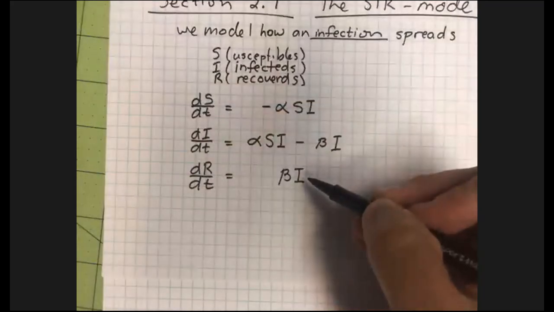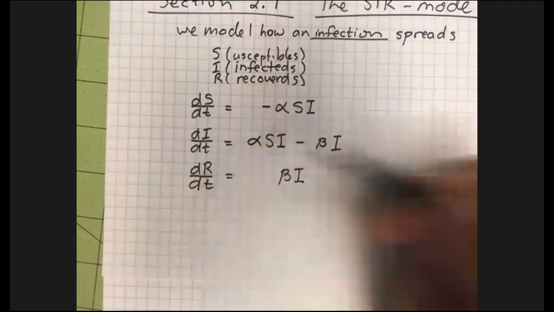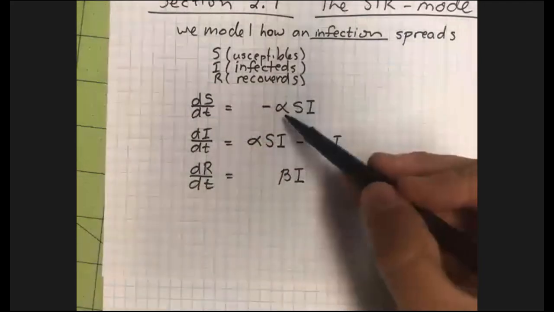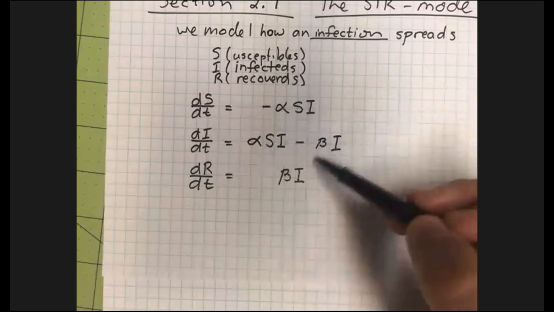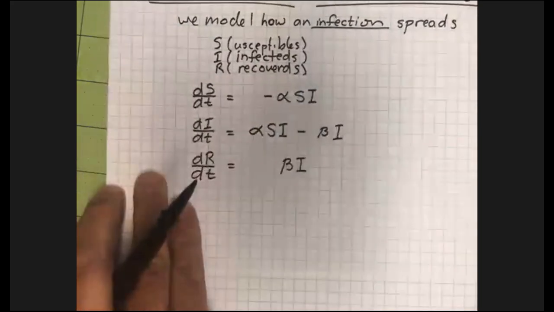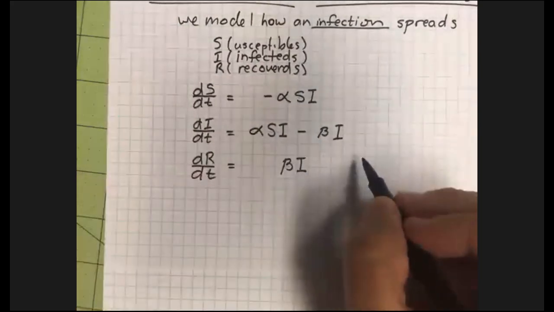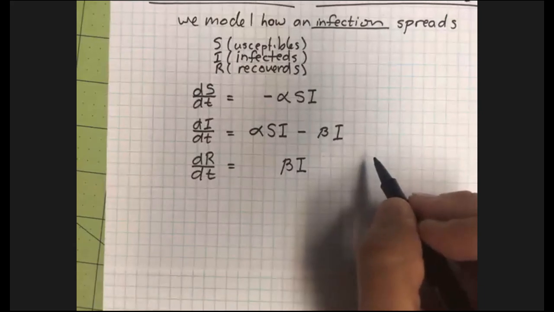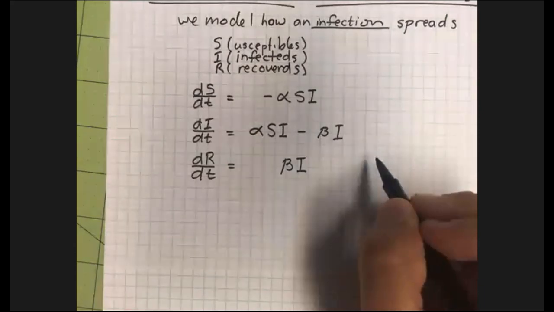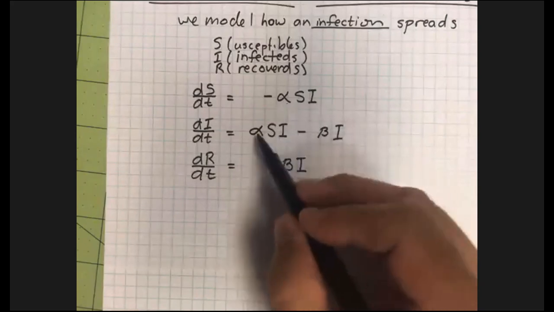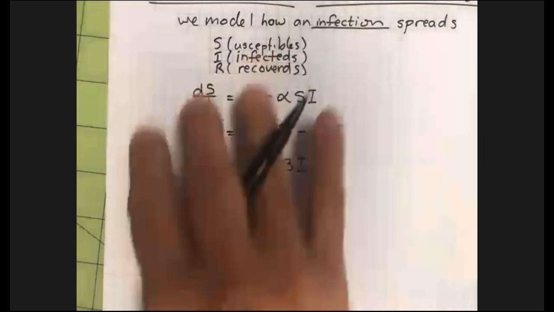Three variables, SIR. It has these parameters, alpha and beta, that depend on the illness. What does that remind you of? Section 1.7, bifurcation values. Remember, the quantities of this alpha and beta could dictate how this behaves.